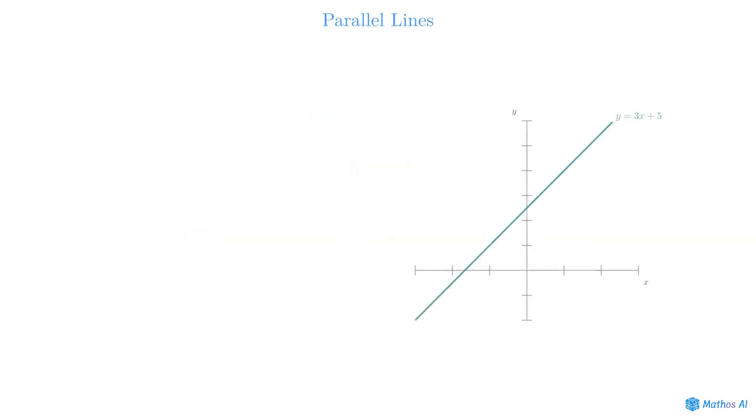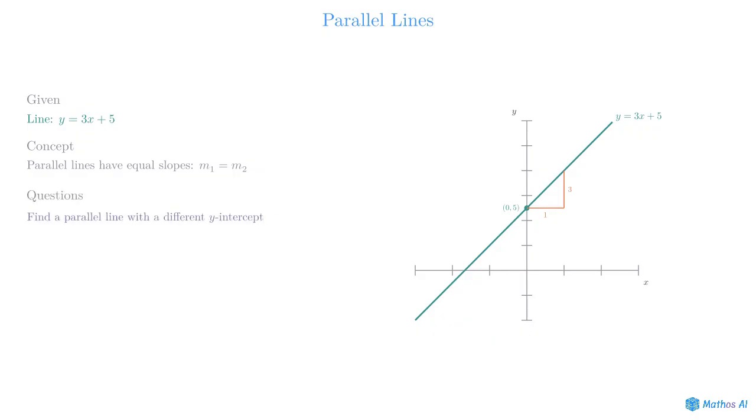You're given the line y equals 3x plus 5. How do you find another line that runs perfectly parallel to it? Many students change the slope by accident or forget that only the y-intercept needs to differ. Let's clear that up. Question: find a line parallel to y equals 3x plus 5.